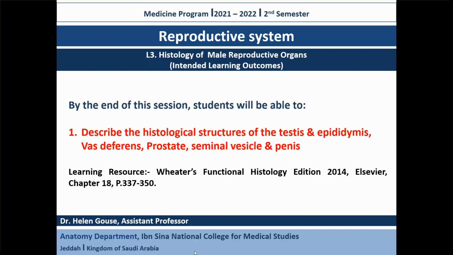Hello all. This video will explain to you about the histology of the male reproductive organs. So at the end of the session, you will be able to describe the histological structures of the testis, epididymis, vas deferens, prostate, seminal vesicle and the penis.